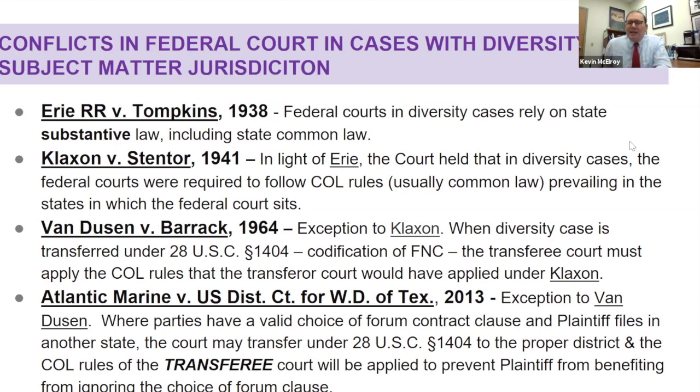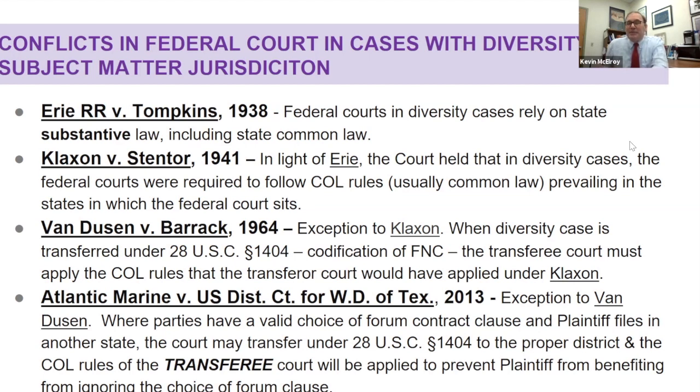And the court in Klaxon held that in diversity cases, the federal courts are required to follow the choice of law rules, usually common law, right? That prevailed in the state in which the federal court sits. So if you sue in federal court in the Southern District of New York, they're going to apply the choice of law rules of the state of New York. Simple, right? Okay, 1964, along comes Van Dusen versus Barrett.